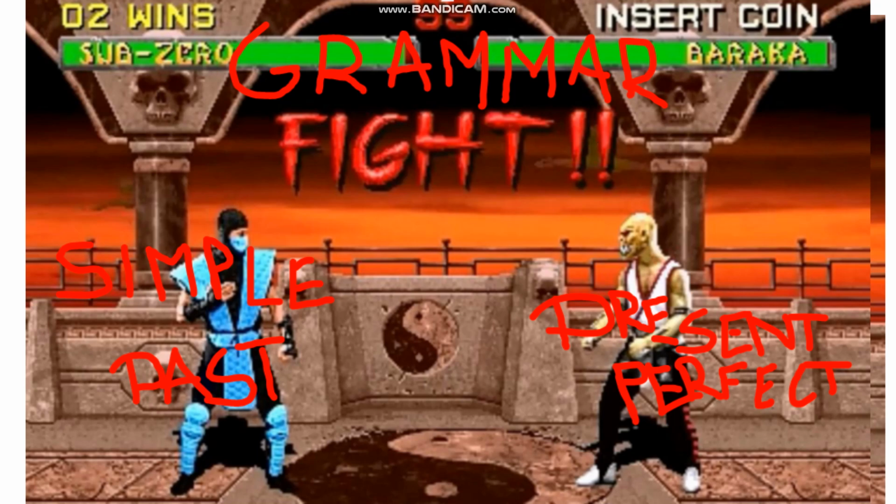Welcome today for our next round of grammar fight. Fight today will be between the simple past on the left side and the present perfect on the right. Of course, these are all tenses you already know, so this should be a fairly short revision of what to use it for and how to use it and how to form it.